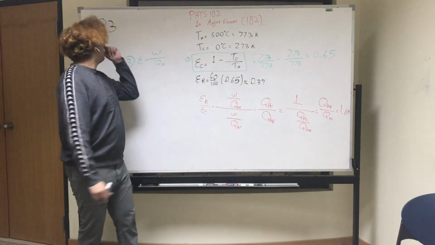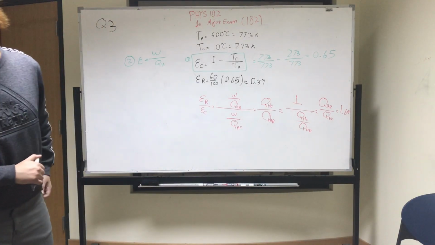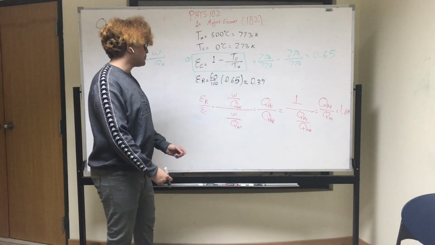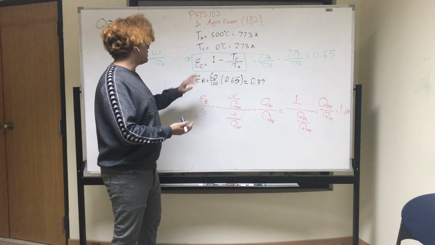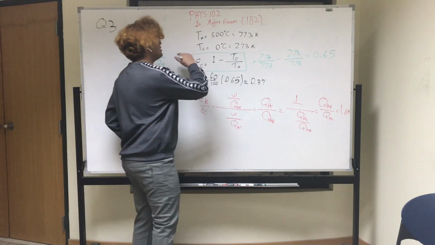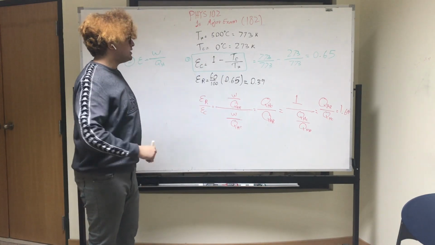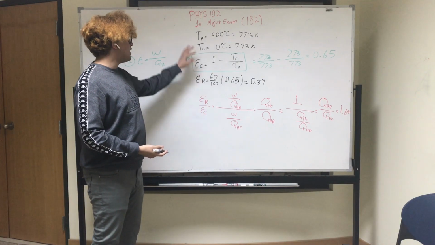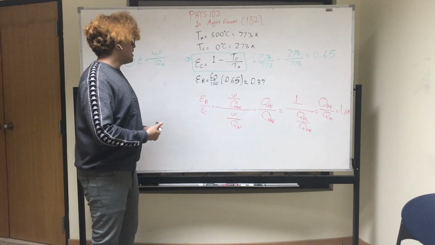All right, so in our third question, we're going to use two equations. We're given two engines: a Carnot engine and a real engine. And we're given the temperatures of the hot part and the cold part of the engine. And it says in the question that the two engines, the Carnot engine and the real engine, have the same hot and cold part temperatures.